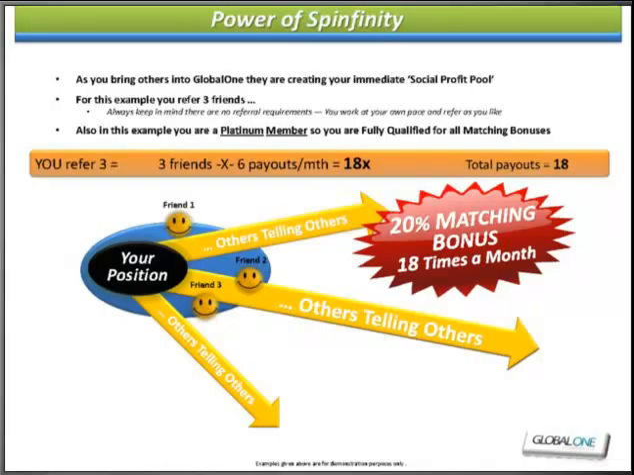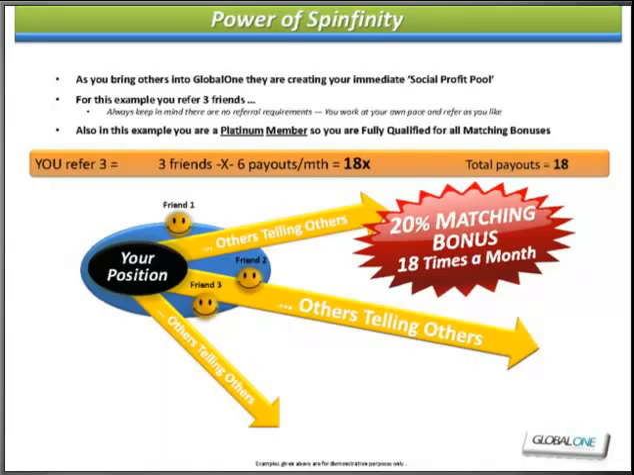So in this example, if you remember when I talked early on, we had the 10, 25, 50, 75, and $100 level. The $100 level is called a platinum. And you can come in at that level right off the bat. You don't have to start at any particular level. What ends up happening is you have better qualifications at the platinum level, and it basically fully qualifies you for all your matching bonuses.